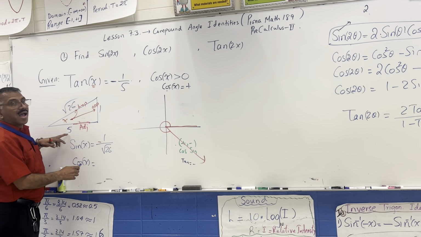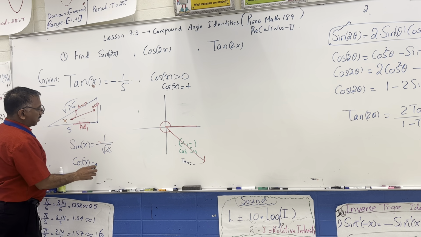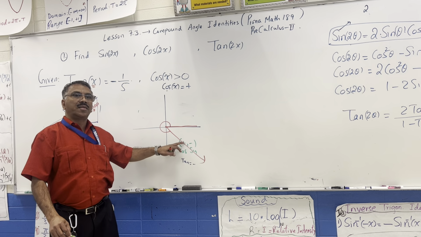So cosine x is 5/square root of 26. So it is positive, right? Because cosine is positive.